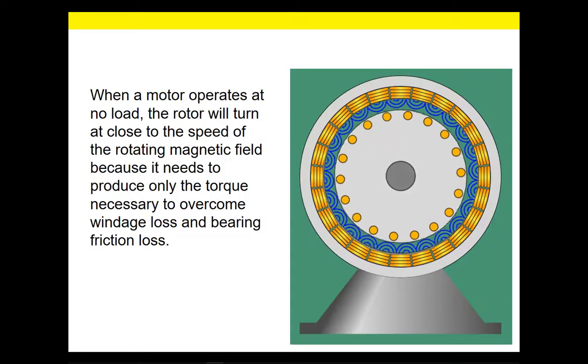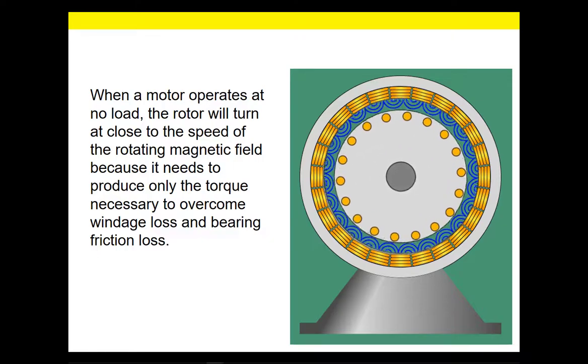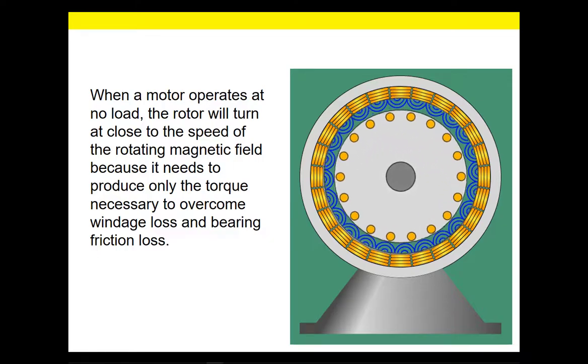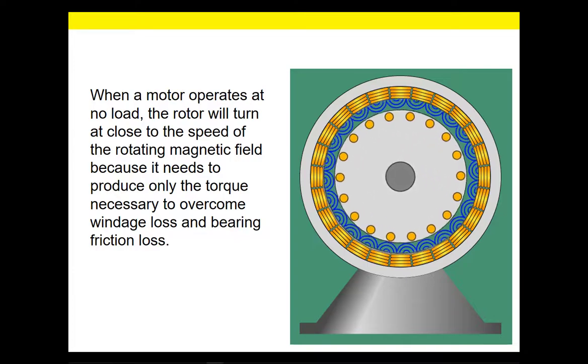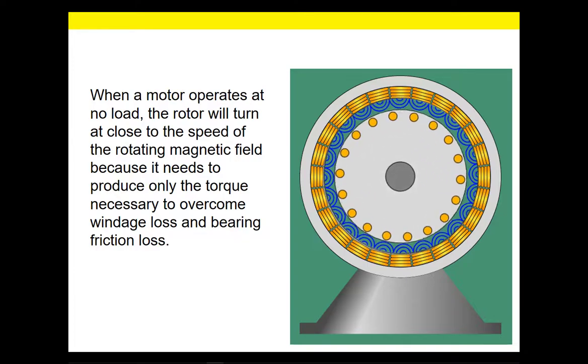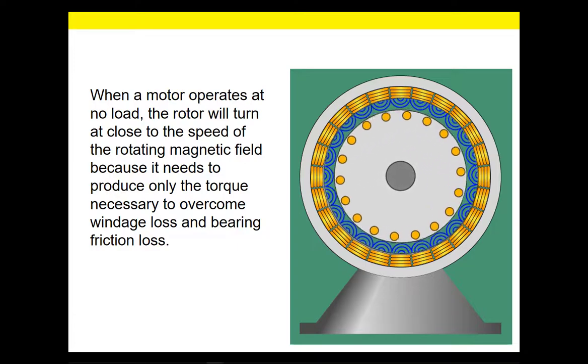When motors operate at no load, the rotor will turn close to synchronous speed. This is because when there's no load on the motor, all it needs to overcome is windage losses and bearing friction. So very, very low amount of load on it. So you can see an 1800 RPM motor running close to 1796 RPM, very close to synchronous speed.